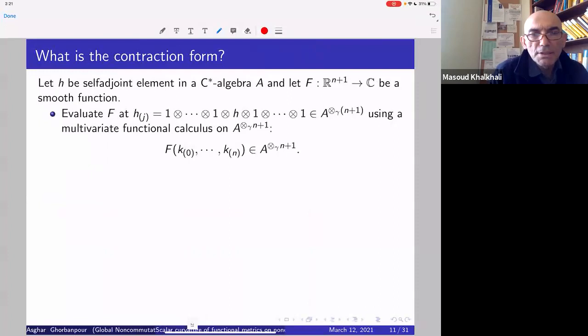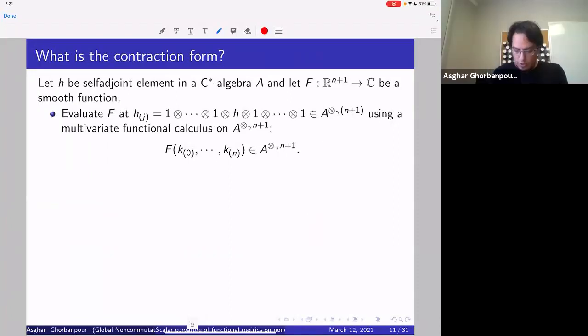Okay. Asghar, there is a question in the chat. What is a parametrics? Yes. Okay. So I can write it here and then delete.